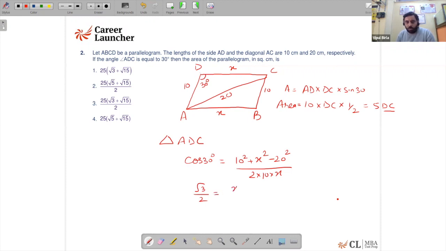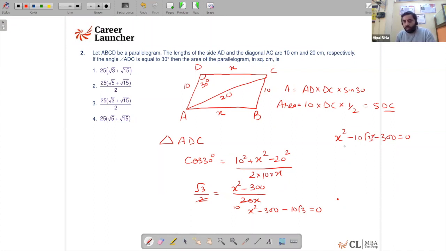That is equal to x square minus 300 upon 20x. Now this 2 tens are 20. Now after solving, it will come out to be nothing but x square minus 10 root 3 x minus 300 equal to 0, right? So basically I've got an equation which is x square minus 10 root 3 x minus 300 equal to 0, and I need to calculate what is the value of x. Okay, now it's a quadratic equation. This is 10 root 3x, sorry.